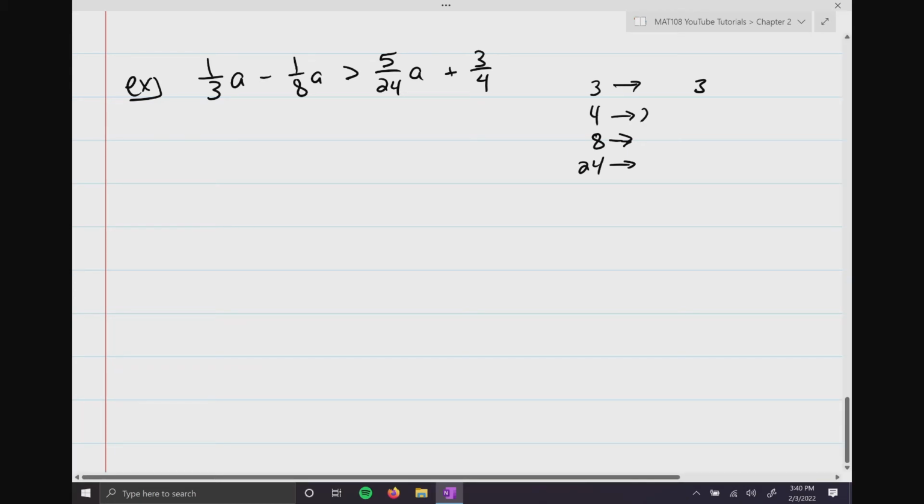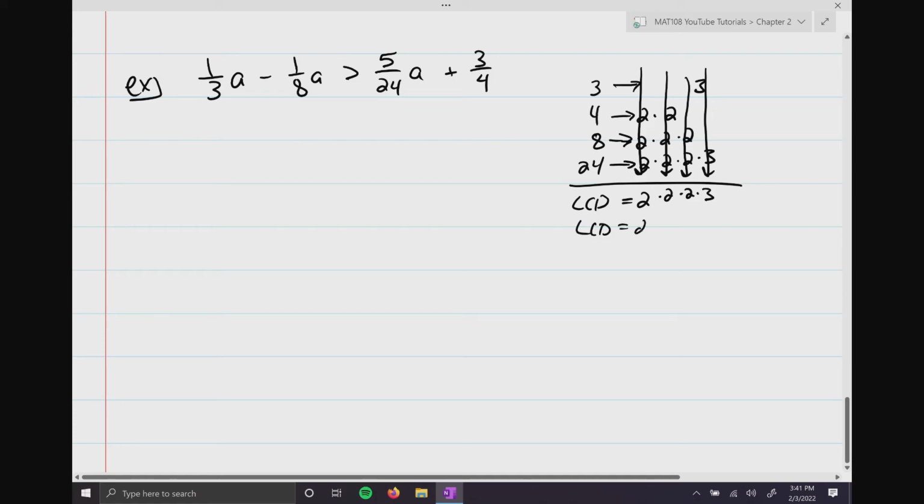4 is really 2 times 2. 8 is 2 times 2 times 2. And then 24. Well, 24, we're going to have to break down a little bit. So that's going to be 8 and 3. And then we know 8 is 2 times 2 times 2. So 24 is 2 times 2 times 2 times 3. Now, my LCD will be straight down the column. So 2 times 2 times 2 times 3. So my LCD here is going to be 24.